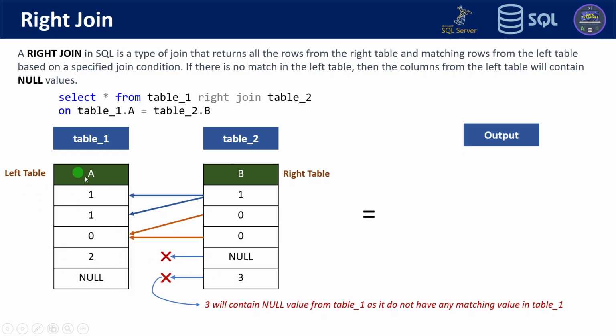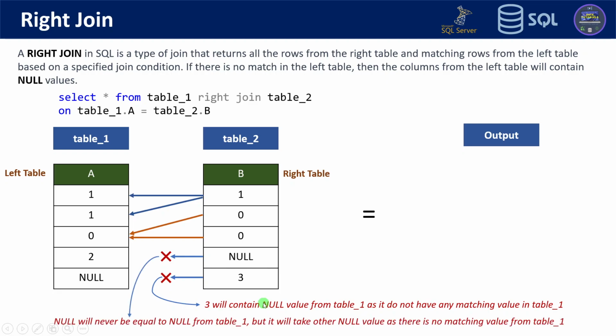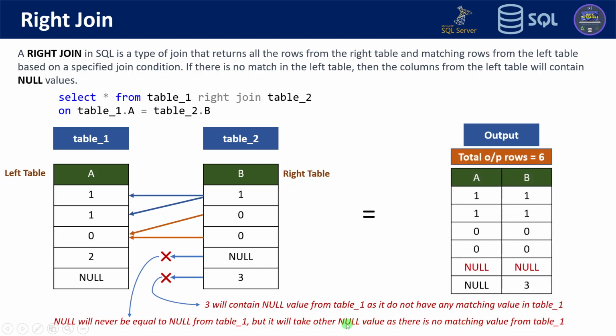Because there is no 3 over here, it will be matched with null. And null is never equal to null from table 1, so it will take another null value as a matching value from table 1. All right, and we will get this as an output, that is 6 rows, same as in the left join, but some output will be different. In this way we are connecting a right join with table 1 and table 2.